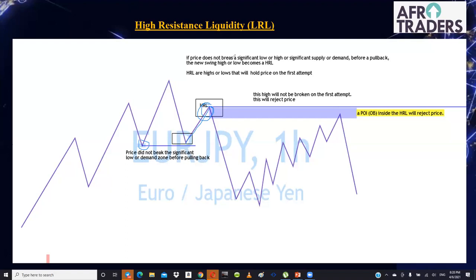Okay, so if price does not break a significant low or high or significant supply or demand before a pullback, the new swing becomes what? A high resistance liquidity. A high resistance liquidity will hold price. This will not be broken on the first attempt, and that will reject price. So even if you know it is a buy, you know that when it gets here it will pull back before going.